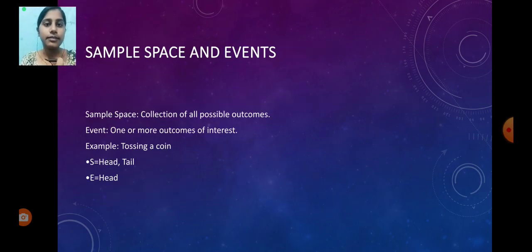Sample space and events. So sample space is nothing but collection of all possible outcomes. Event. Event is one or more outcome of interest. Let's see an example. While tossing a coin, the sample space can be head and tail, where the event is head, or it can be tail.